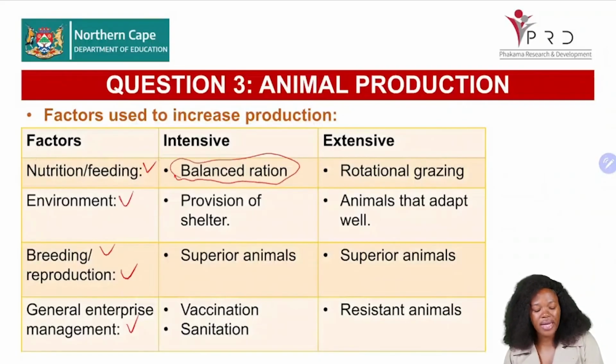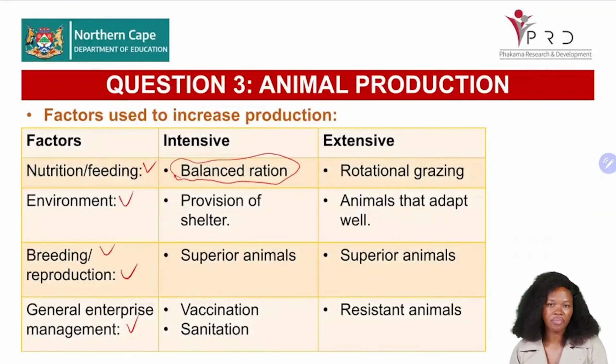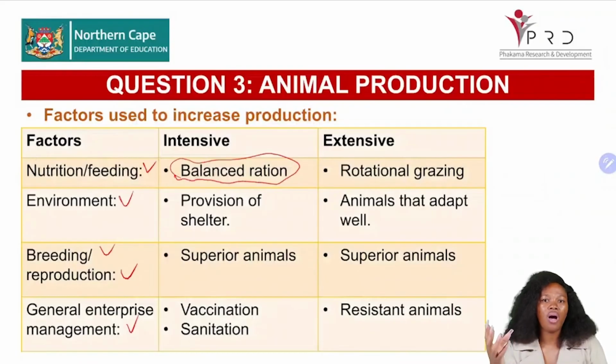Animals should be provided with a balanced ration. Animals that are producing milk or meat must be provided with a ration rich in protein and sufficient fats and carbohydrates. Animals that are fattened for abattoir, for slaughter, must be provided with more fat and carbohydrates and sufficient protein.